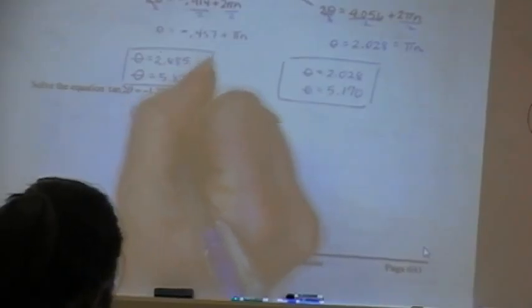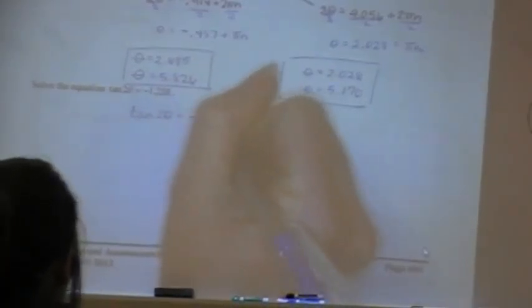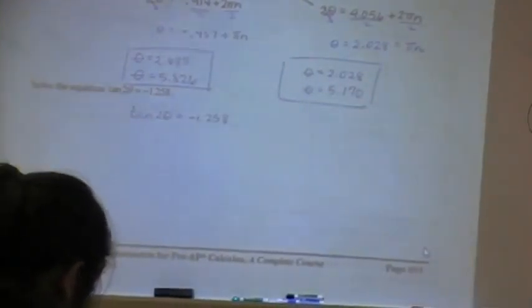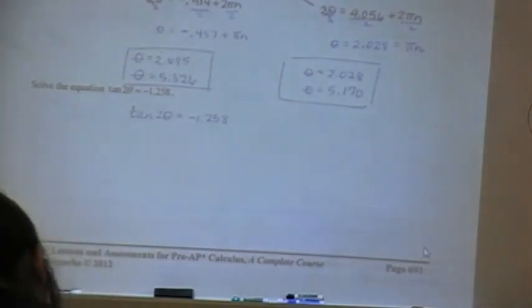Alright, so let's do the same thing for tangent. Now, the process is the same, but there's something a little bit different about tangent. What's different about tangent? You only add pi in, and only one answer, because remember what tangent looks like, it just goes down, and it goes down again. No going down and coming right back up again.